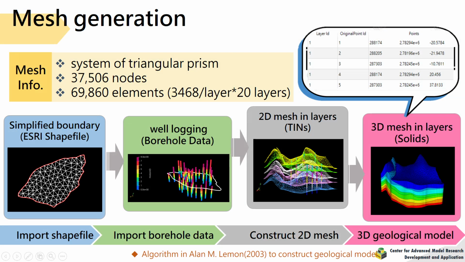The second step, mesh generation. The mesh system is made up of triangular prism with around 37,000 nodes and almost 70,000 elements. With the help of THMC platform, we can create the mesh system based on the spatial domain much more efficiently.